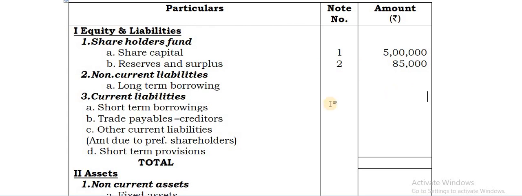5 lakhs, then 85,000. Then these amounts are nil. So you can take nil. And that liabilities, you can assume that is trade liabilities or the creditors. You can take there 1 lakh. And the remaining 660, this is what I said, take under other current liabilities, that is amount due to the preference shareholders, unclaimed preference shareholders. Okay, 660.